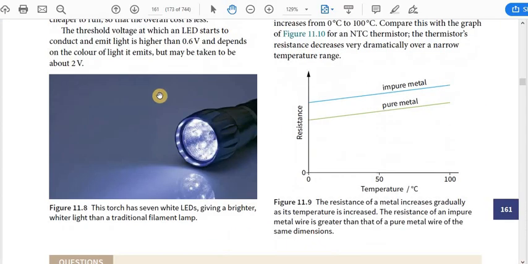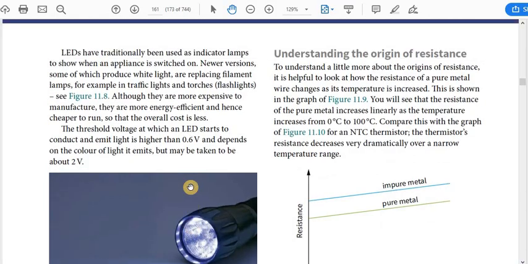See figure 11.8. So here this has LEDs. This torch has 7 white LEDs giving a brighter whiter light than a traditional filament lamp. Nowadays in our houses also we use LEDs instead of the traditional light bulbs. Although they are more expensive to manufacture, they are more energy efficient and hence cheaper to run, so that the overall cost is less. Okay, now you learned about the threshold voltage for diodes.